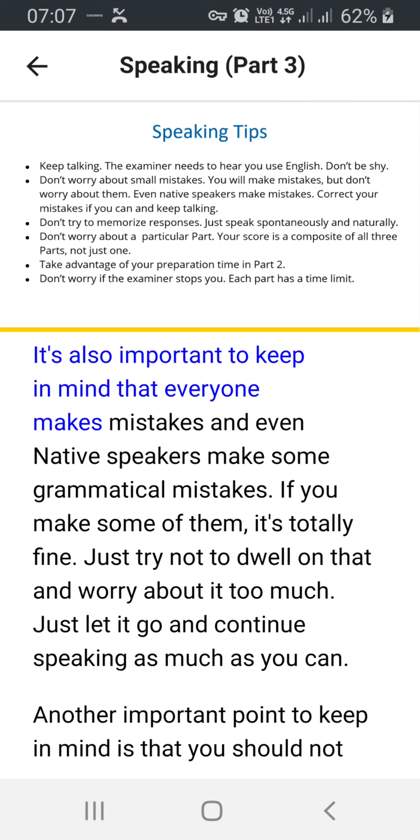And it's also important to keep in mind that everyone makes mistakes, and even native speakers make some grammatical mistakes. If you make some of them, it's totally fine. Just try not to dwell on that and worry about it too much, and just let it go and continue speaking as much as you can.